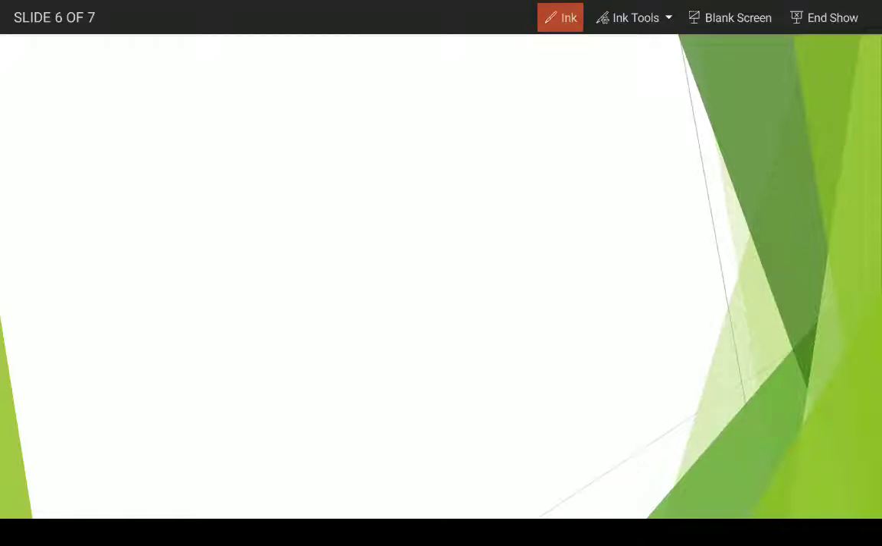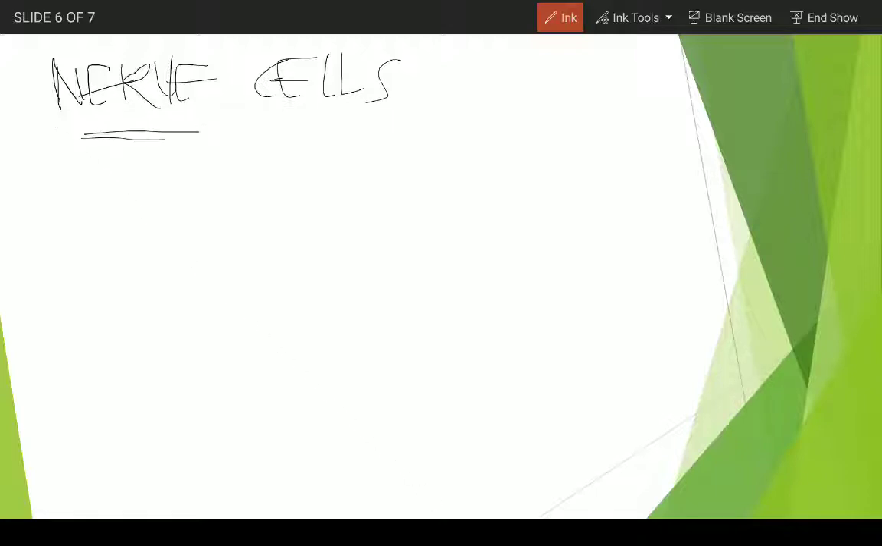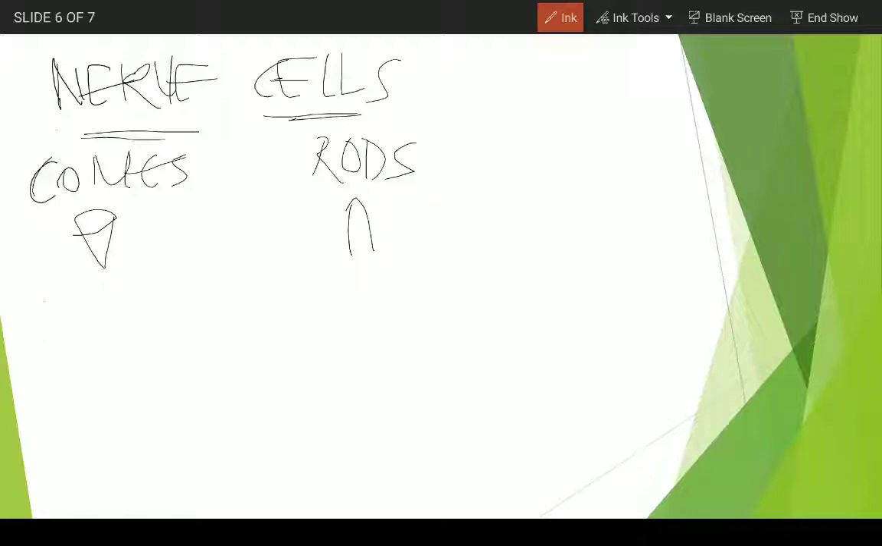Now next we shall go with nerve cells. There are two types, cones and rods. Cones got their name from their shape, that is cone shape, and rods also from their shape, rods.